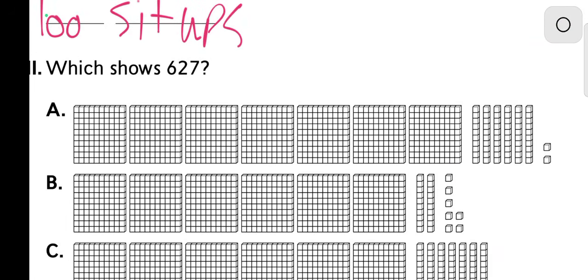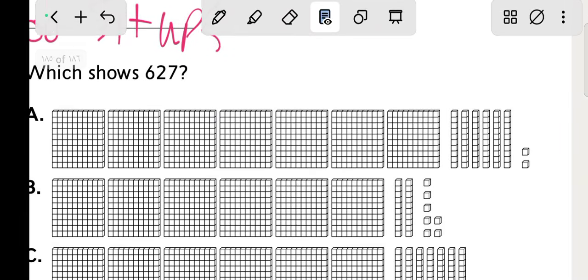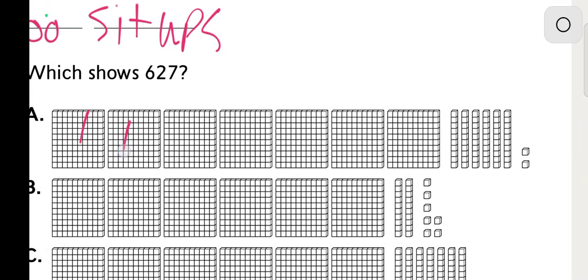Which shows 627? Okay, let's check the first one. We need 6 blocks of 100, so let's count 1, 2, 3, 4, 5, 6, 7. Here is 700. Is this 700? No, it's 600, so it's wrong. 1, 2, 3, 4, 5, 6. Is it 600? Yes, so 600 is true now.